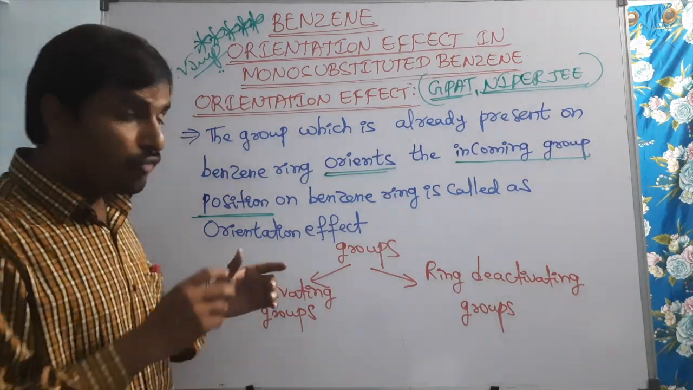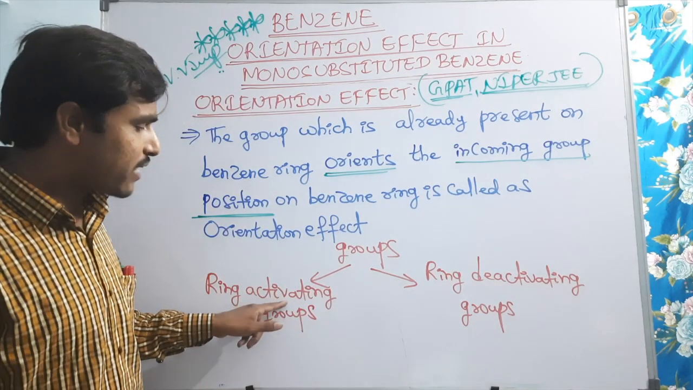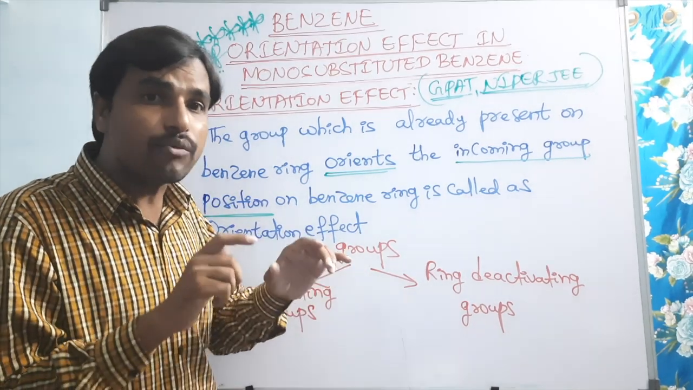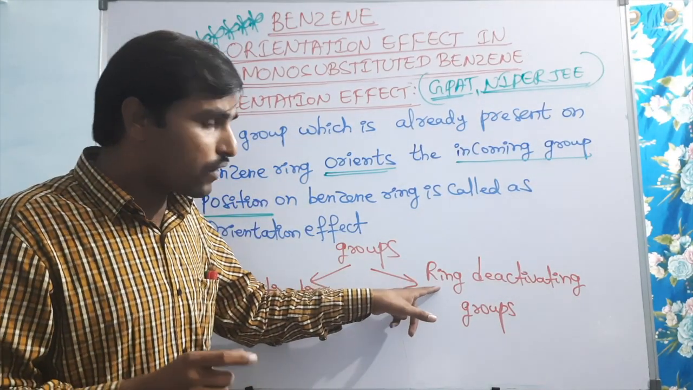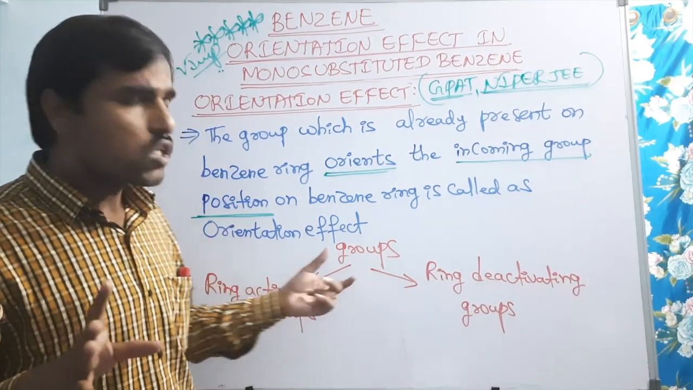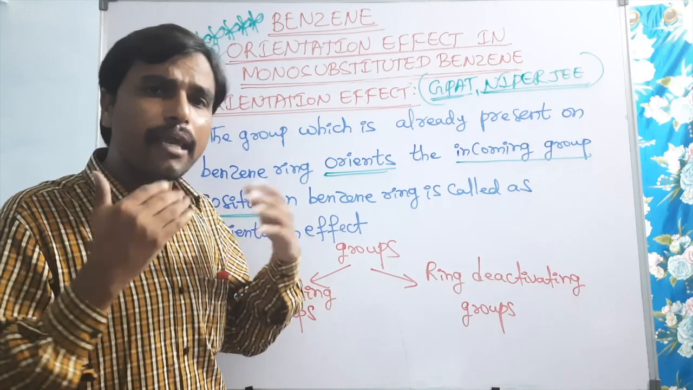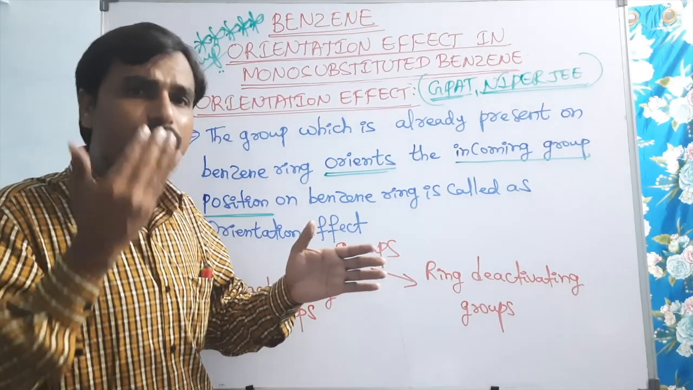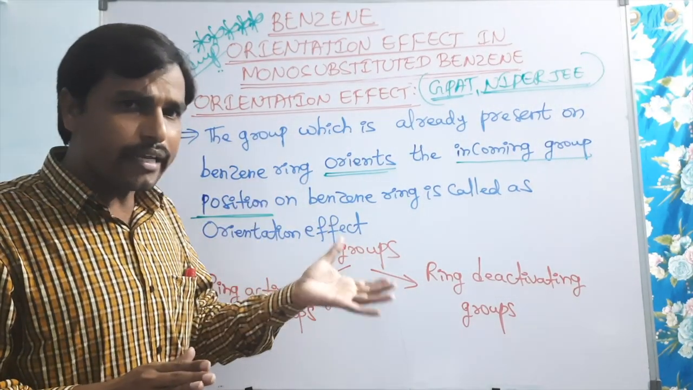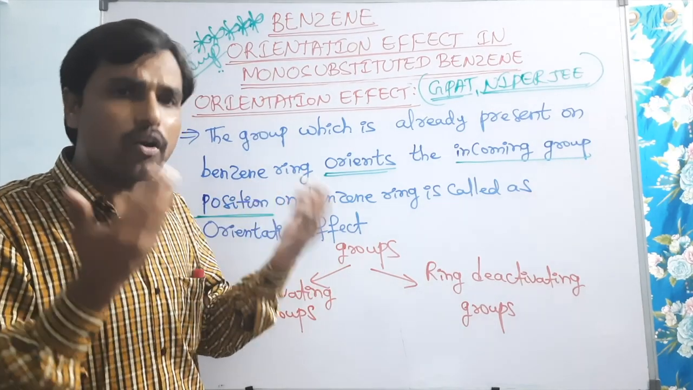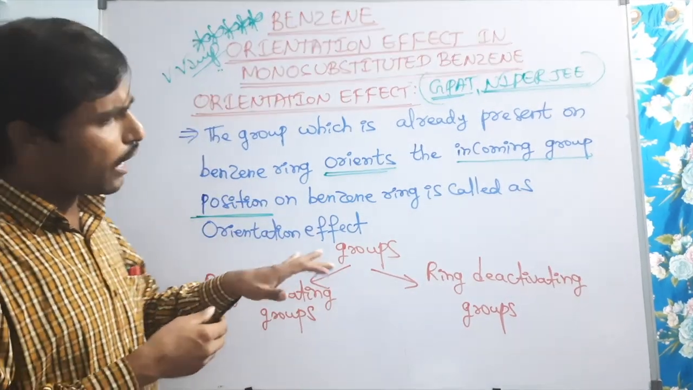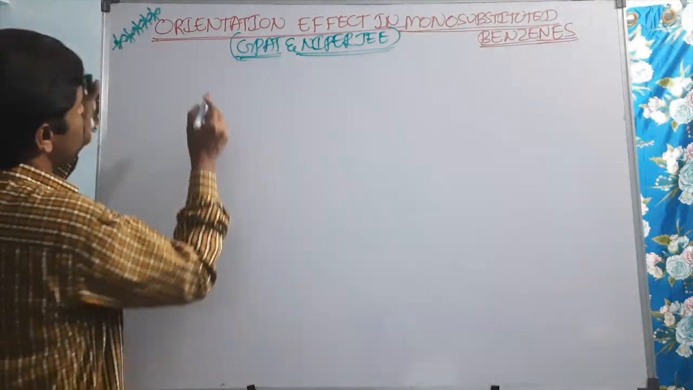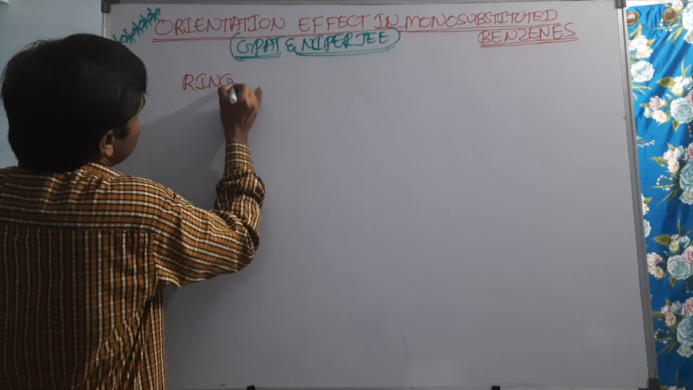The groups which activate the benzene ring are called ring activating groups. The groups which reduce the activity of the benzene ring are called ring deactivating groups. Whenever you look at any benzene ring, you will definitely find ring activating groups or ring deactivating groups. They are very important in organic chemistry and in medicinal chemistry also. First, we'll focus on ring activating groups.